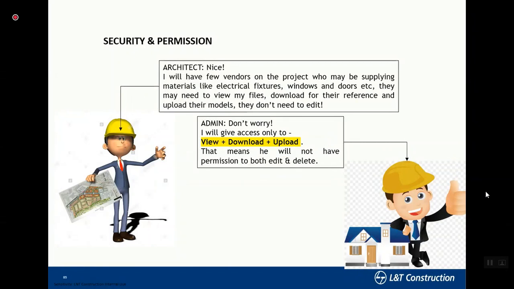Now, the next point, the architect may be getting a vendor who is supplying, let us say, window types, window panels or wall panels and stuff like that. So he is telling I have few vendors who are going to give me various materials such as electrical fixtures, etc. So I need him to download my model, plan his sizes accordingly and give. So basically what he is doing here, he doesn't want him to edit, right? So he's going to give him only view, download and upload access.